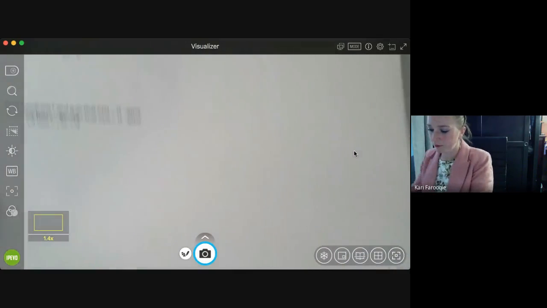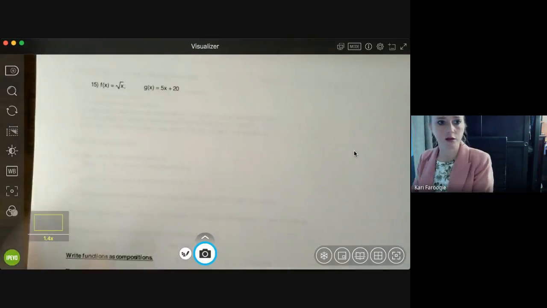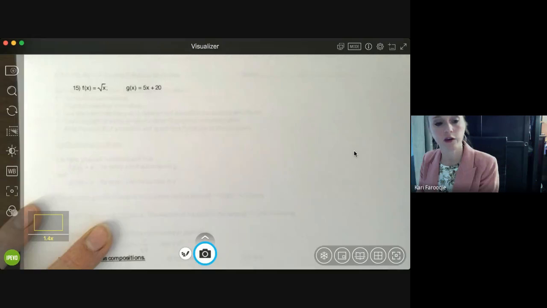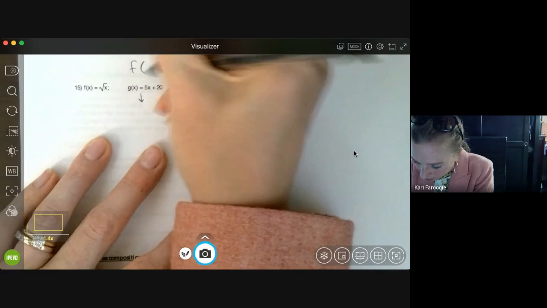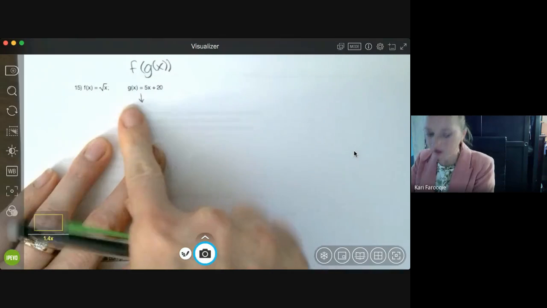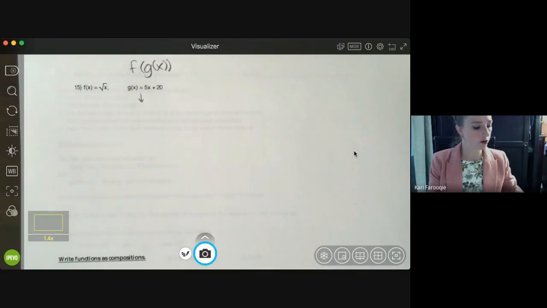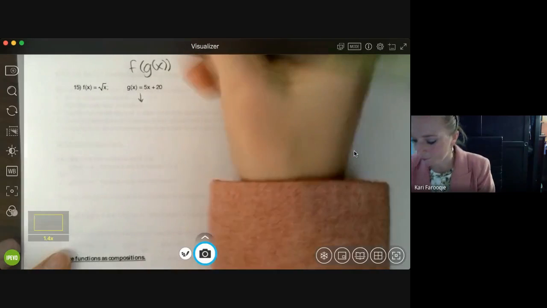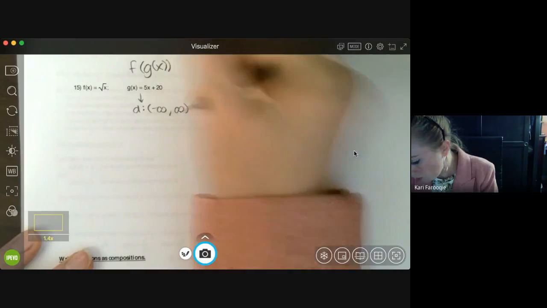Wonderful. All right, let's find the domain of the composite function f of g of x, where f of x is the square root of x and g of x is 5x plus 20. First of all, we're looking again at f of g of x. Focus on your inside function first. The domain of g of x is all real numbers, so we don't have to worry about excluding any values based on g. G is a polynomial.